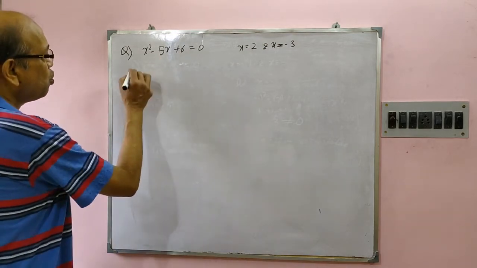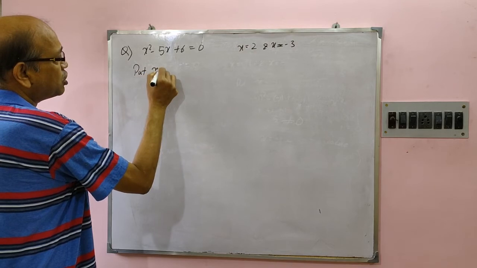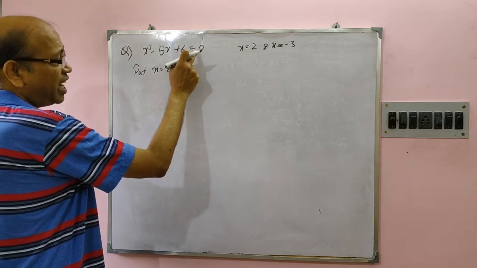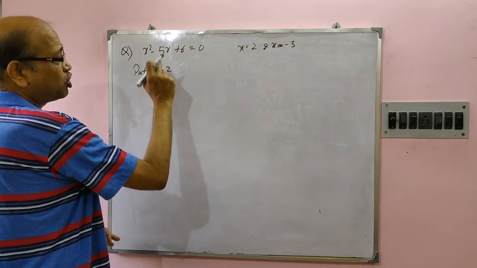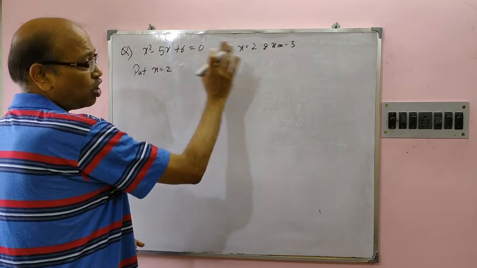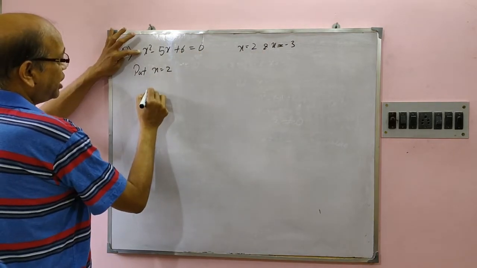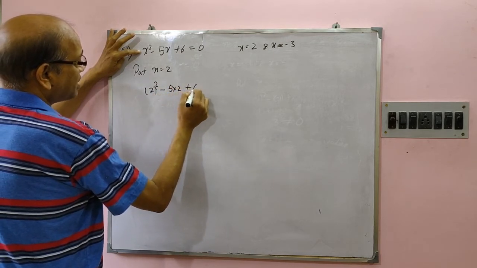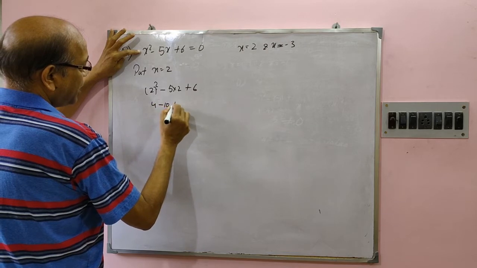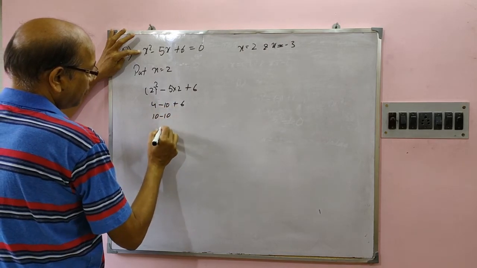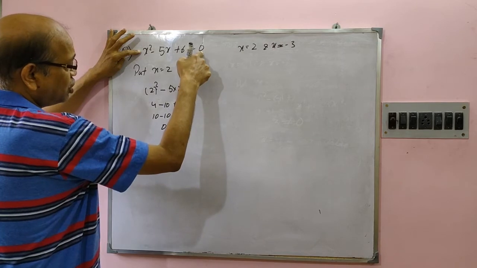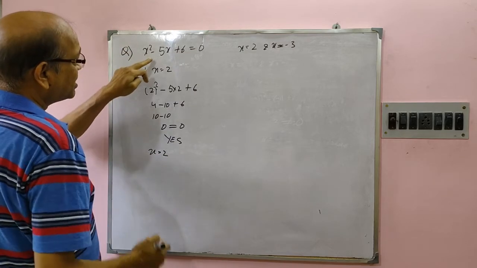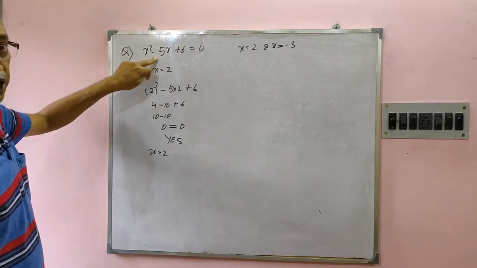So what we do, we put x equals to 2 in this equation and see if it is equal to 0. If it is equal to 0, that means it is the value of the equation. If it is not equal to 0, that means it is not a value. Now put up and see, x square, that is 2 square minus 5 into 2 plus 6. 2 square is 4 minus 10 plus 6. So it is 10 minus 10, which is equal to 0. Therefore, yes, x equals to 2 is a value of this equation.